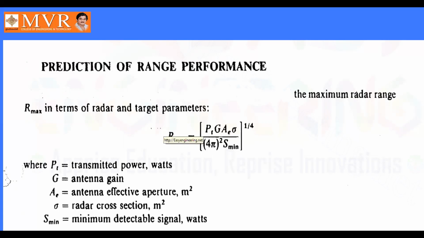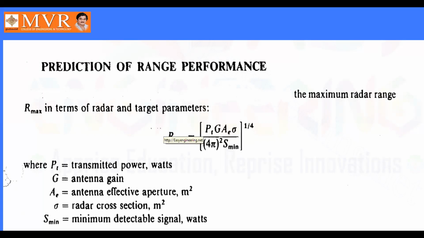Now, in order to predict the radar range, the radar range is nothing but the distance between the target and the radar. That is, at what distance the target is, whether it is coming toward the radar or going away from it. To predict that, the radar range depends on all these parameters: transmitter power, antenna gain, effective antenna aperture, radar cross section, and S minimum.